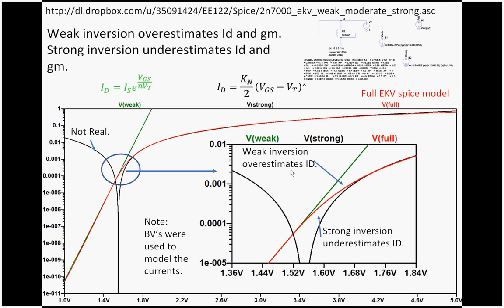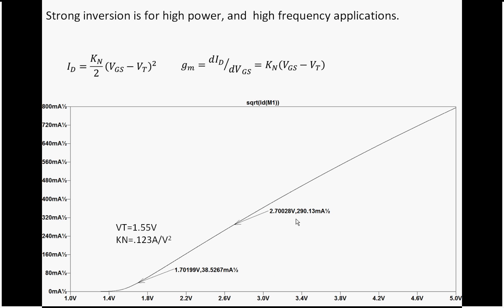If you zoom in on it, you can see that weak inversion will overestimate your ID. Strong inversion will underestimate your drain current in weak inversion. That's okay. Equations are designed to get you close, and then you can change your biases and resistances from there to achieve your specification.